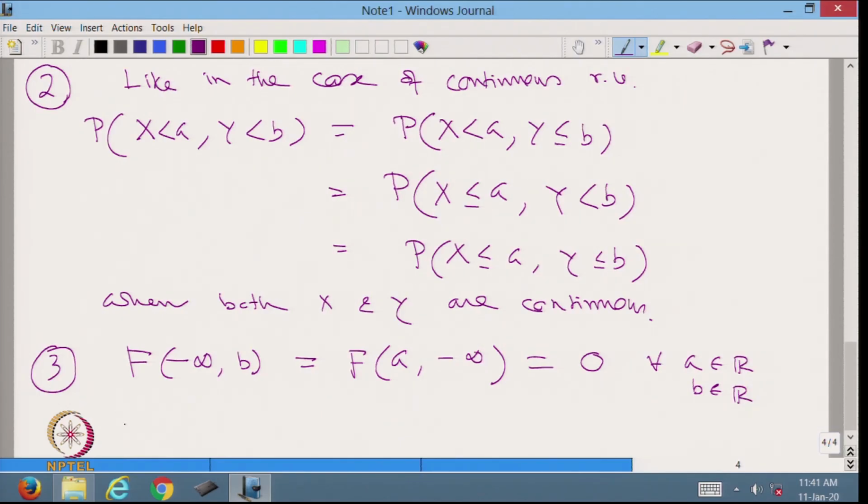However, F of plus infinity is equal to 1. These are very obvious properties and I hope you can understand them and their significance very easily.